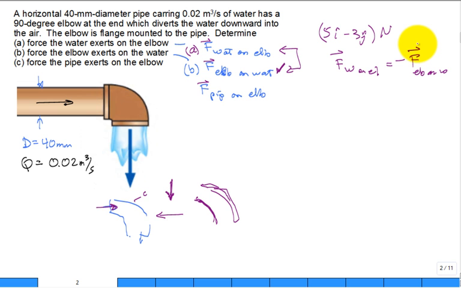But which is C equal to? What is the force that the pipe exerts on the elbow? Is that equal to either A or B? That's the new question for you, okay?